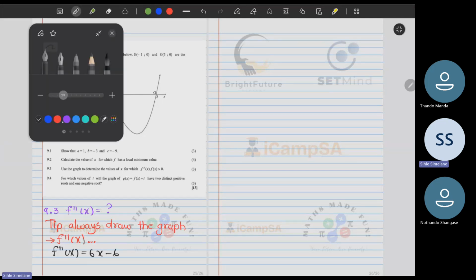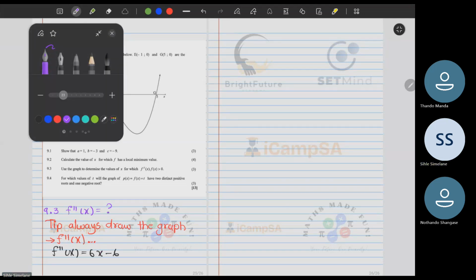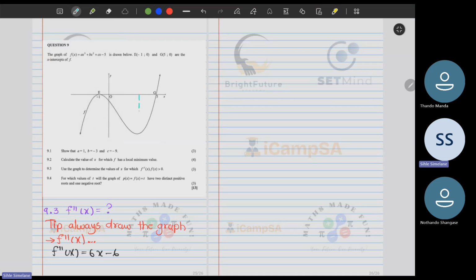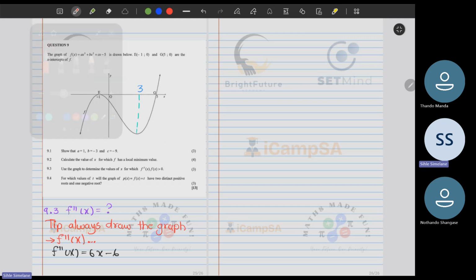So what I'm going to do is quickly plot that graph here. Okay. So 6x minus 6, what I want to bring to your attention is that the x value at that turning point is 3, remember? So 6x minus 6 is a graph which will have its y-intercept at minus 6.